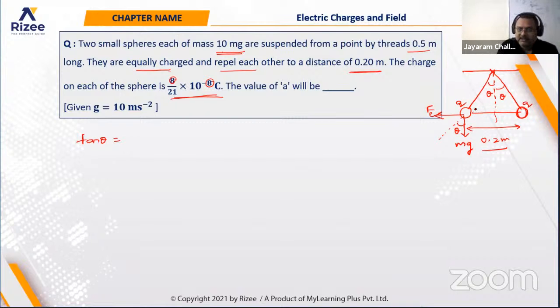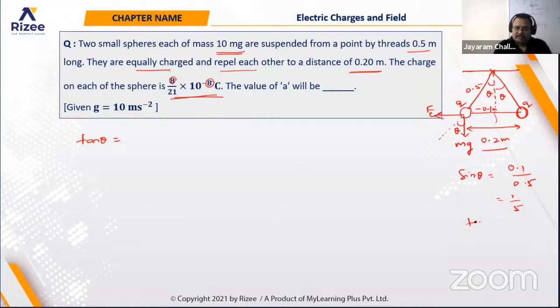That means this is exactly the midpoint, so this will be 0.1 meter. And the length of the string, the suspended thread, is 0.5 meters. Then how much is the adjacent side going to be? For that, we'll go for sine theta. Sine theta is equal to the opposite side by hypotenuse, 0.1 by 0.5. In that sense, sine theta will be 1 by 5.